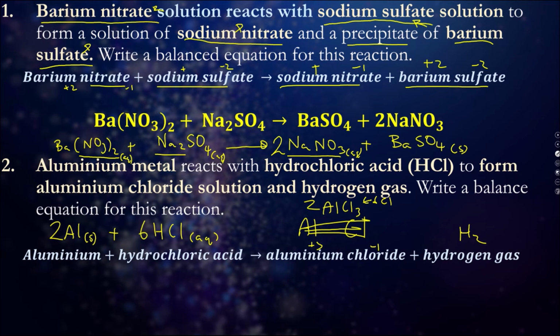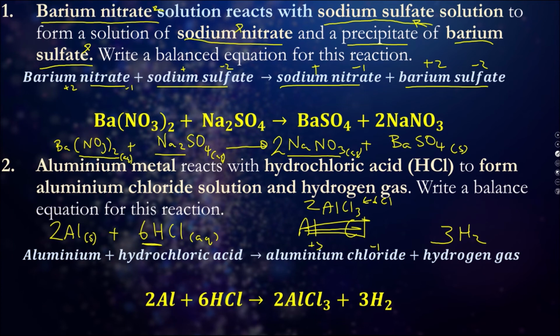And then hydrogen on this side, I have 6. This side only has 2. So to make that equal to 6 on both sides, I put a 3. And I will get the following equation. If I want to do a nice fully balanced chemical equation, I need to include the states as well. Aluminium is a solid. Hydrochloric acid is aqueous. Aluminium chloride is also aqueous. And hydrogen is a gas. So there you go.